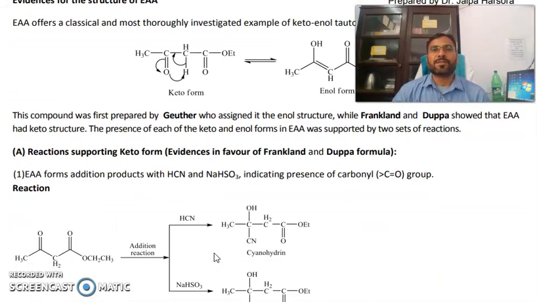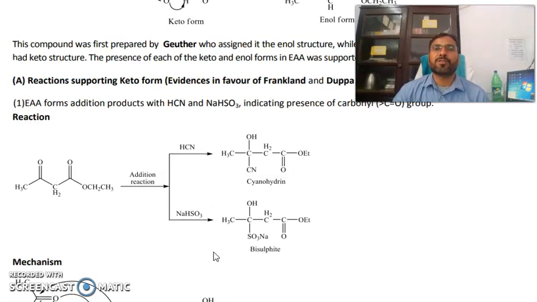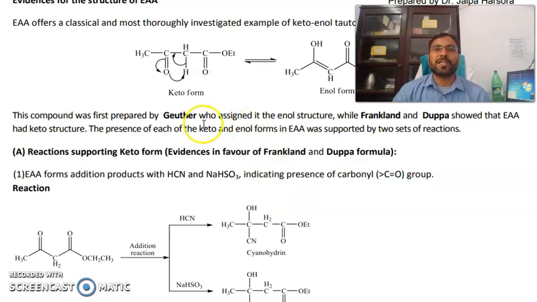Now my friends, ethyl acetoacetate offers a classical and most thoroughly investigated example of keto-enol tautomerism. You can see here, this is the keto form and this is the enol form, and this is the equilibrium sign.